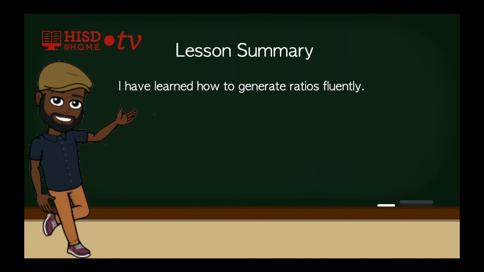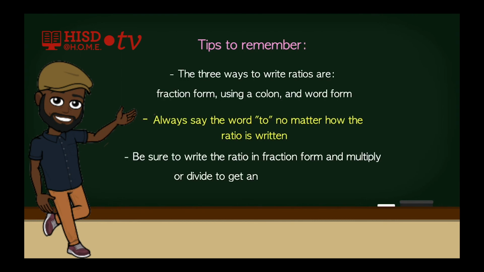Alright guys, now that we have completed the lesson for today, I'd like to give you guys a quick lesson summary. I have learned how to generate ratios fluently. And here's a couple of tips to remember. The 3 ways to write ratios are in fraction form, using a colon, and word form. And always remember to say the word "to," no matter how the ratio is written. So if the ratio reads 3/4, you always say 3 to 4.